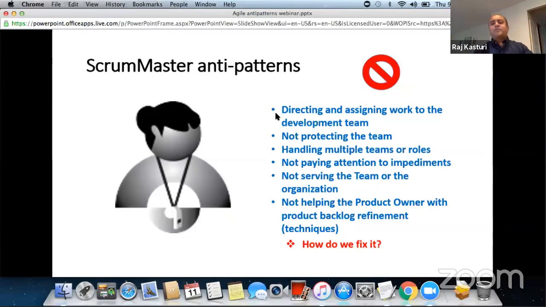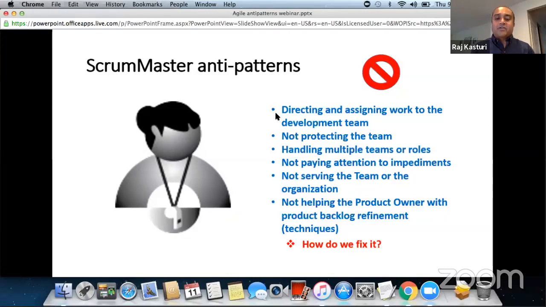The other important aspect of a Scrum Master is helping the product owner with product backlog refinement. I know that the product owner is the one who has all the product backlog items. They refine it, they talk to the stakeholders, they talk to the development team. Product backlog refinement happens at several stages. It's an ongoing activity.